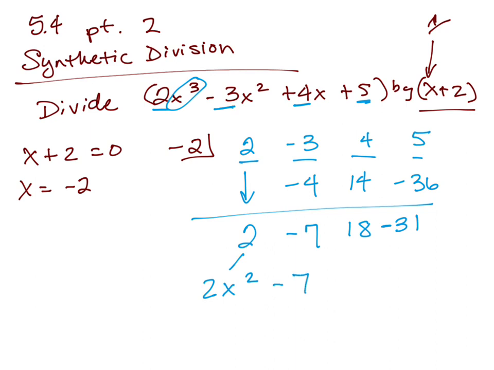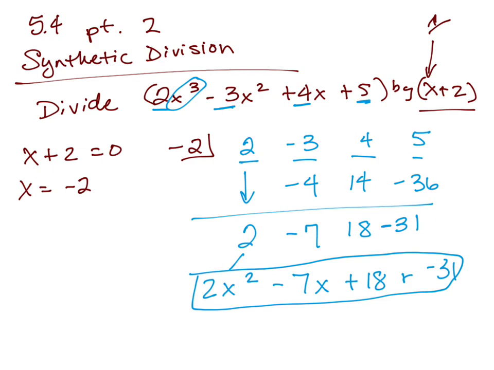minus 7x plus 18 with a remainder of negative 31. Look back at your first problem that we worked yesterday. You remember these numbers? This was the answer we got yesterday: 2x squared minus 7x plus 18. Remainder negative 31.